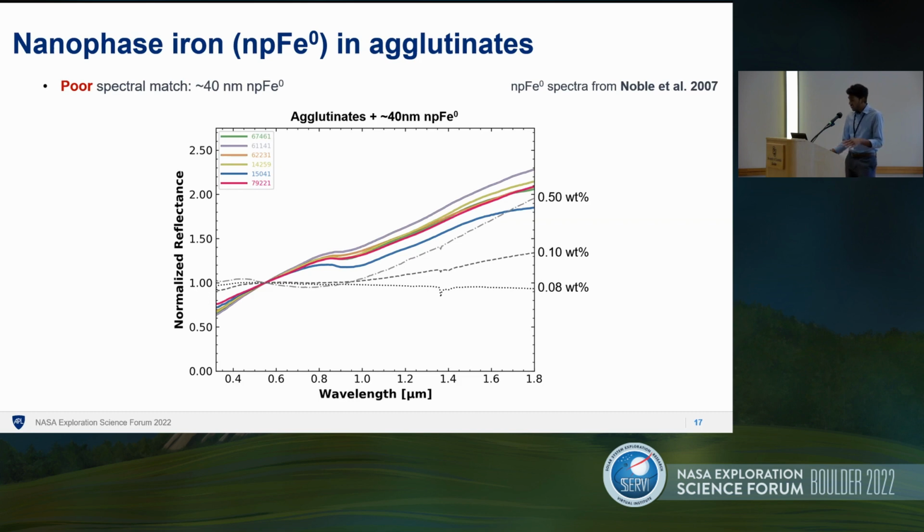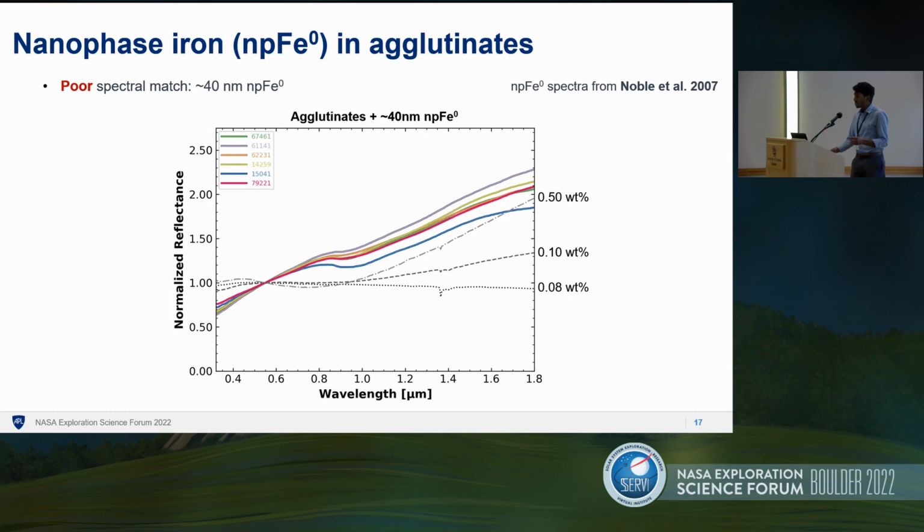In this case, all the nanophase iron spectra are for nanophase iron of average size about 40 nanometers, and the 3 different spectra are for different weight percent abundances. So for this plot, we see that there isn't really a good match at all. The spectral slopes are very different between the nanophase iron and the agglutinates.